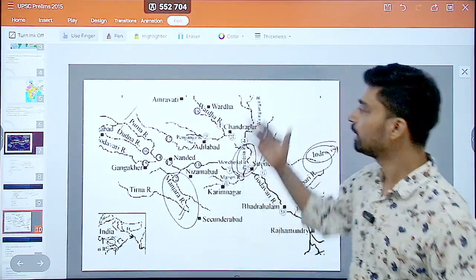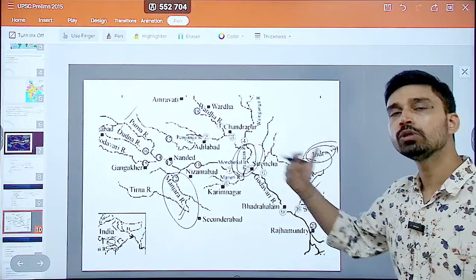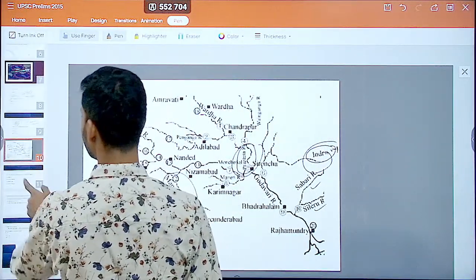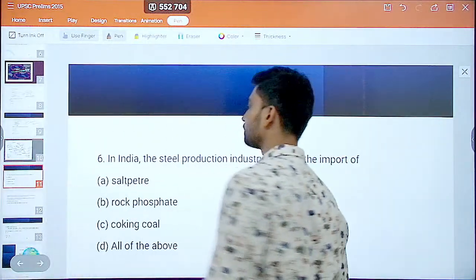So make sure that for these rivers, because tributaries of Godavari and the other peninsular rivers have been asked many times before in the prelims examination. So make sure you are prepared for that.